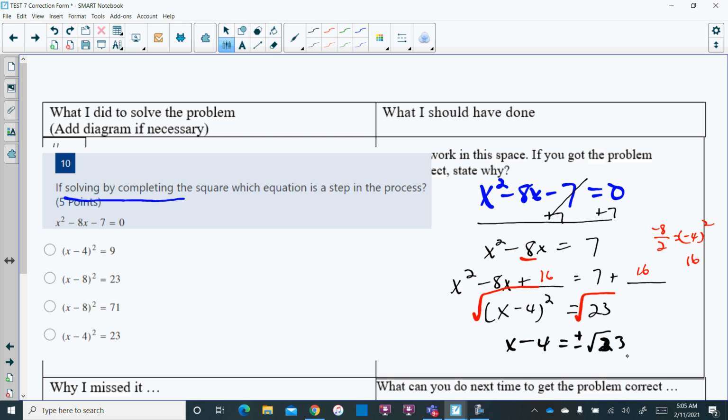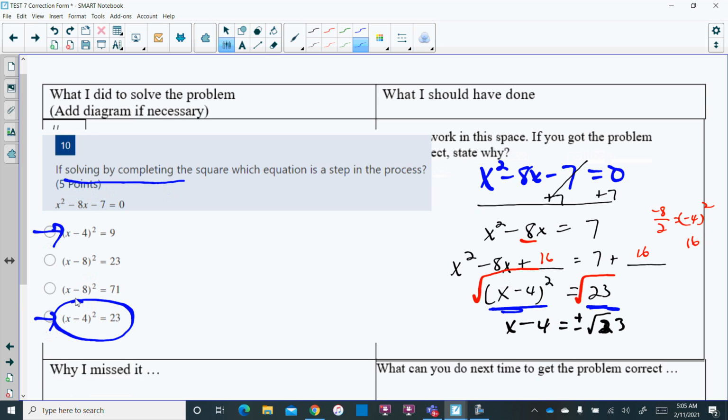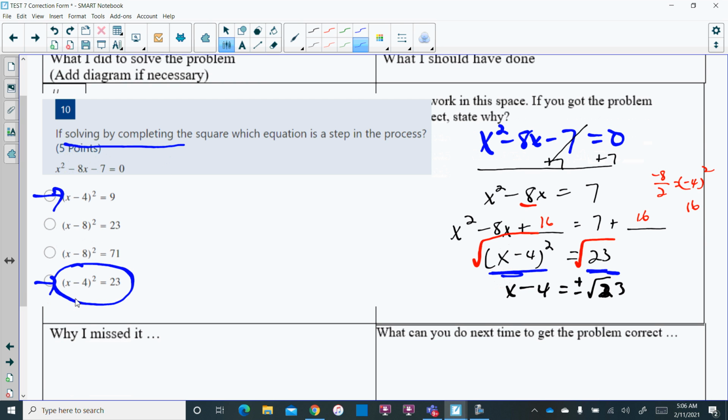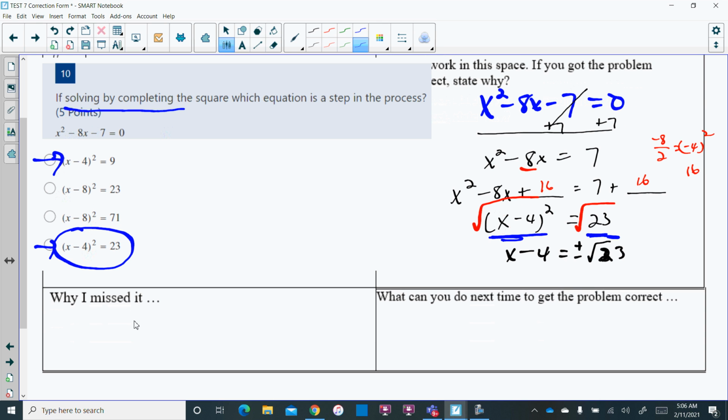So I'm trying to find which answer choice has one of these steps in it. And if I know I'm doing x minus 4 parentheses squared, that's the one I'm looking at right here, this one or this one. But r had to equal 23, not 9. So it should have been this answer choice. So you had to do the work to pick the correct answer choice. And then make sure you tell me why you missed this and what you can do next time to get it correct.